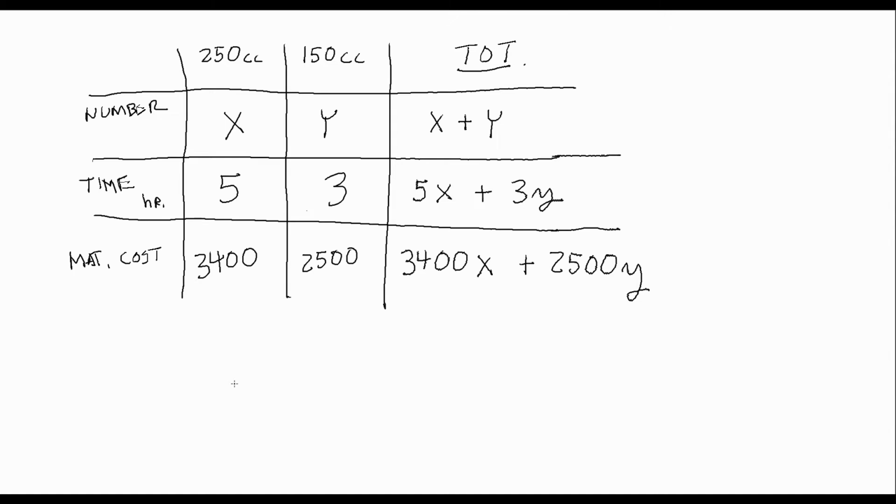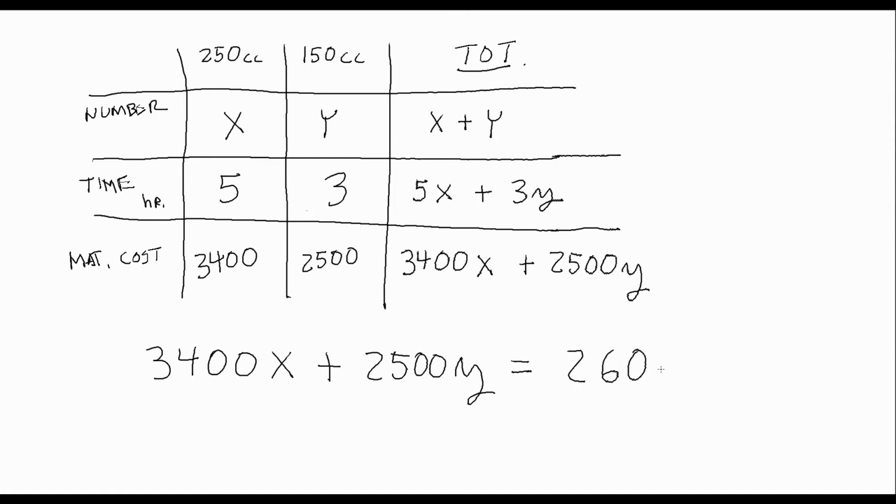So what we want to do now is write down things that we want to be true. We'd like to spend all of it. So it's 3,400 times X plus 2,500 Y. We want that to be equal to $260,000. I'm leaving the dollars out because I should indicate in the chart that the material cost is in dollars. We could be working in a different currency. Once you specify the units, you're allowed to not indicate them in the equations.